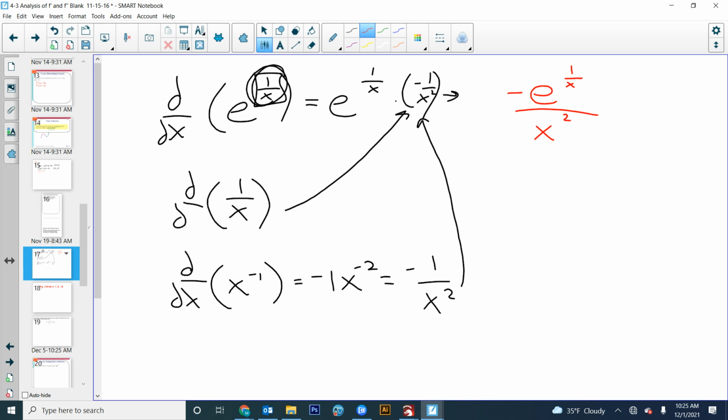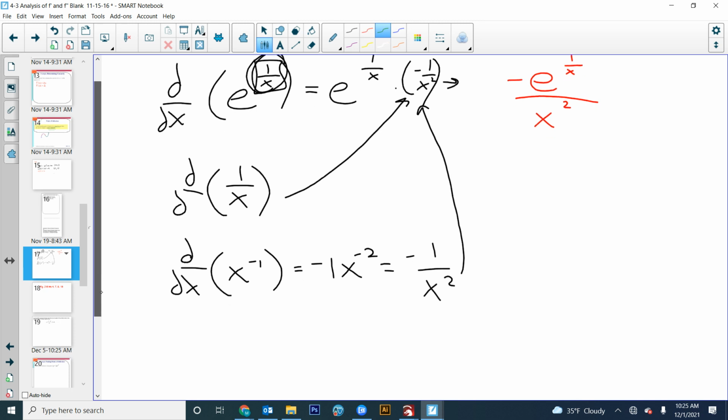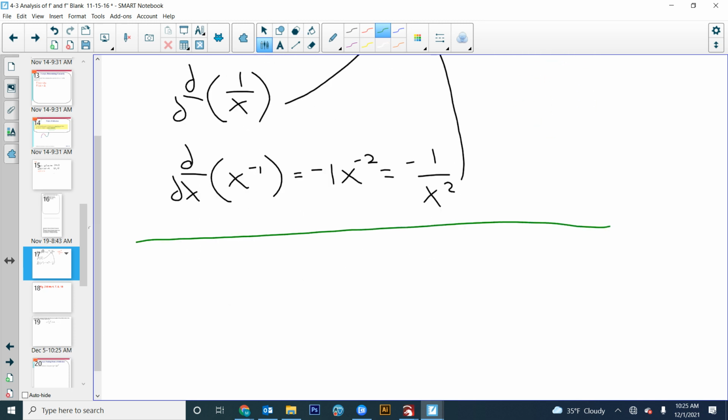Do you know how to solve that? We need to be careful. We could spend the whole class period on this problem. Does e to the 1 over x ever equal 0? Well, let's solve it. If you don't know graphically, let's solve it. How do you get 1 over x out of the exponent?